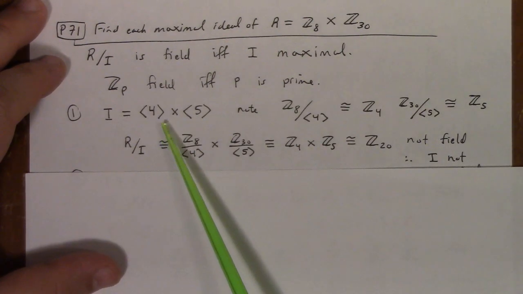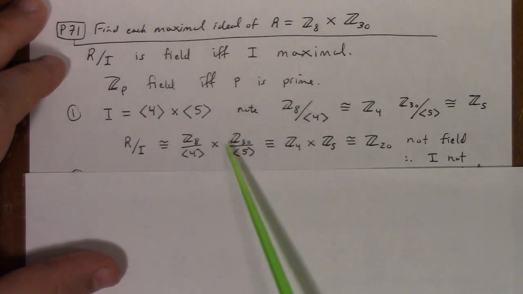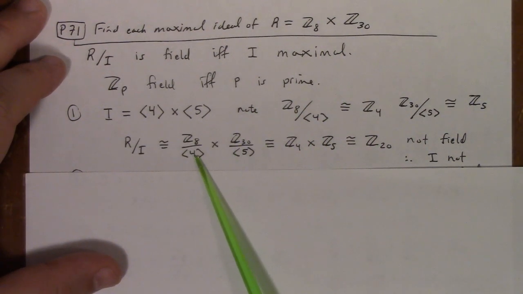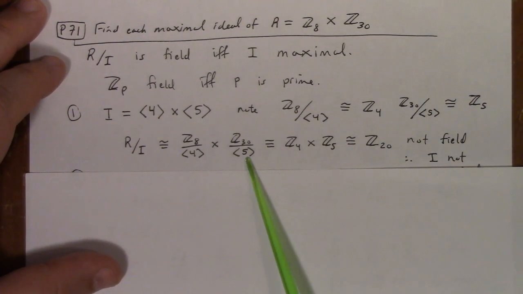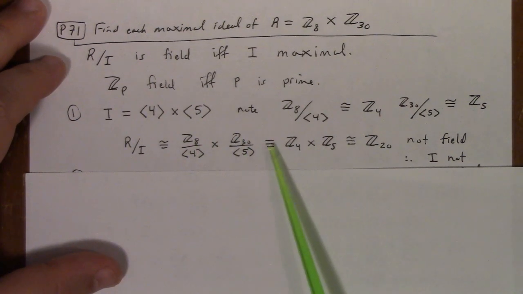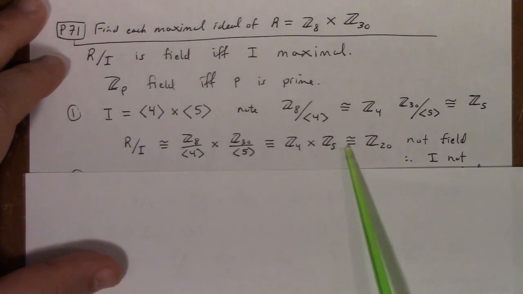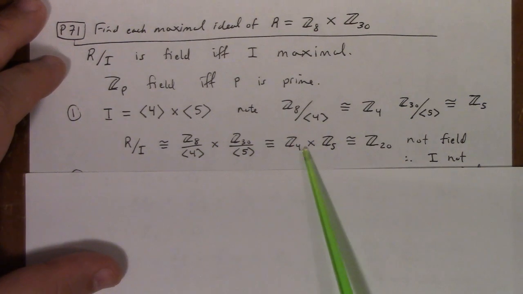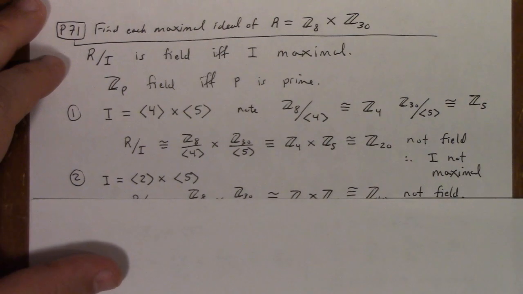Okay, so I went hunting. I said, how about if I take Z8 and mod by the set generated by 4 or the set generated by 5. So this is 2 things, this is 6 things, and so that leaves me with 5 cosets rather. It works out to Z4 cross Z5. That's isomorphic, since 4 and 5 are relatively prime, to Z20, which is not a field. So therefore, this I is not maximal.